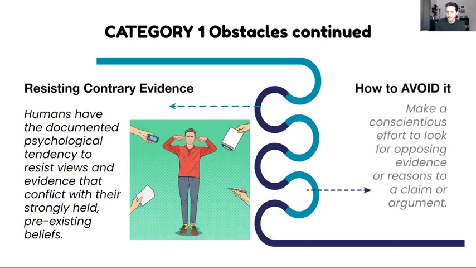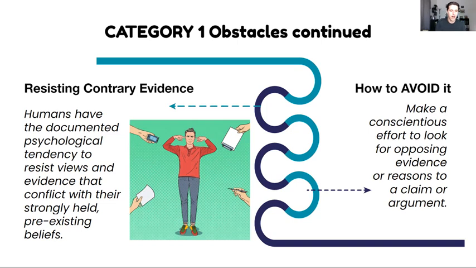So how do we avoid this? Well, we need to make a conscientious effort to look for opposing evidence or reasons to a claim or argument. This is one of the things that I would argue philosophy does quite well. We have to consider other arguments, even conclusions that we don't agree with, and we have to discuss it in a respectful and civil manner. Again, it doesn't mean that we have to agree with other people. It means that we want to discuss these issues because I would argue that's how we make progress. That's how we come to understand other people's point of view, other people's experiences.